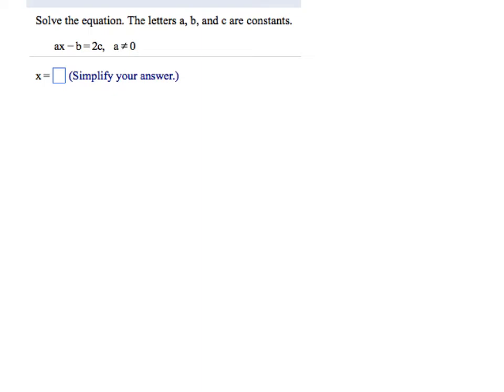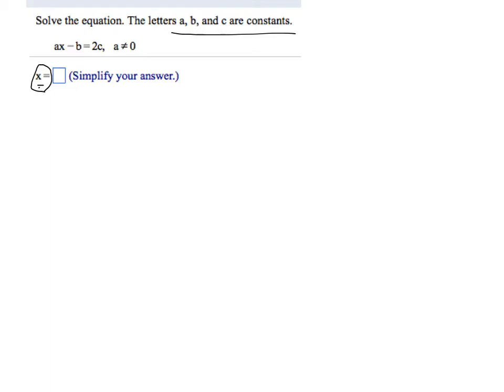Here's another example of algebra. In this case, we're trying to solve an algebra formula that actually has more than one variable in it, more than one letter. And so when we're doing this, we have to be told which variable we're solving for. So in this case, they're telling us to solve, and they're telling us that a, b, and c are not supposed to be variables. So we're solving for x.